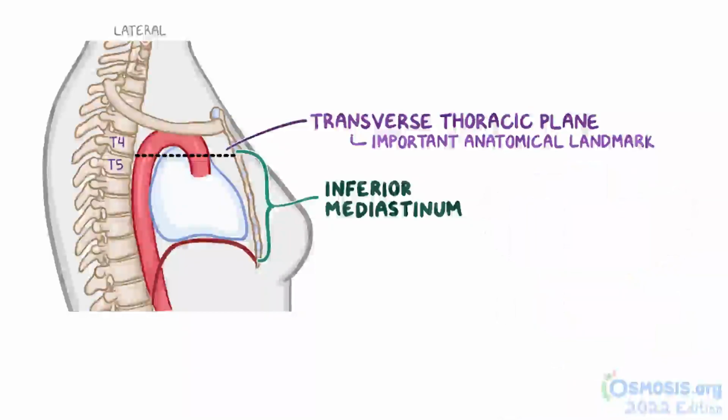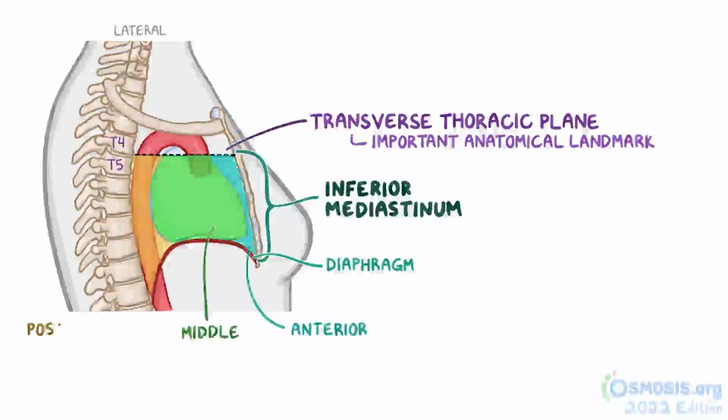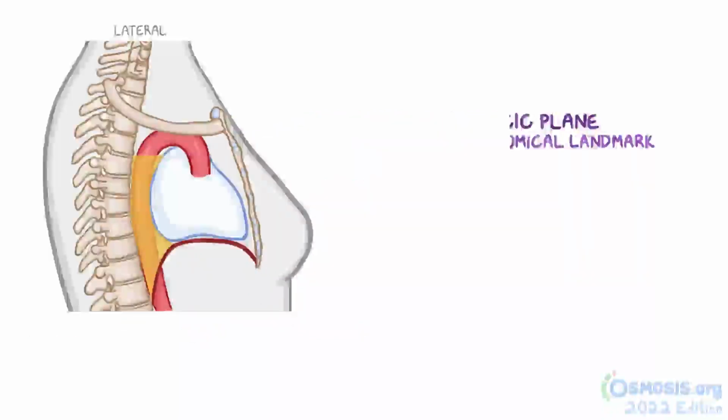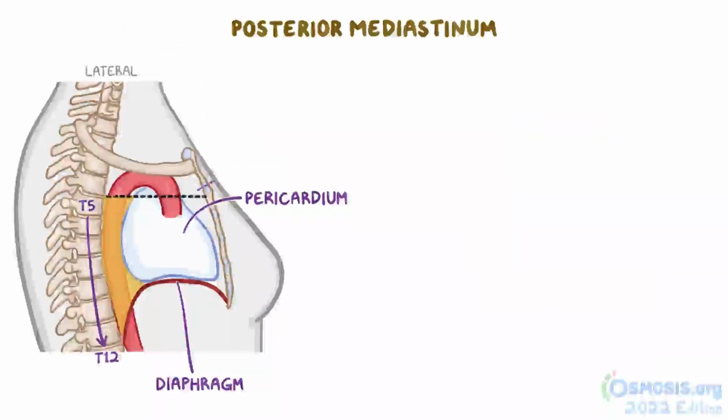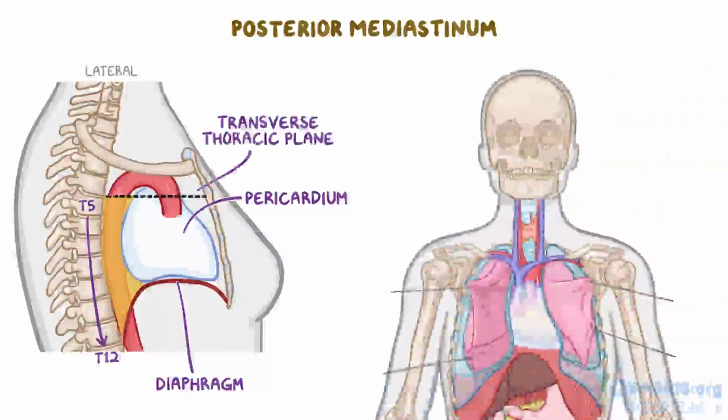The inferior mediastinum lies between the transverse thoracic plane superiorly and the diaphragm inferiorly, and is further subdivided by the pericardium into anterior, middle, and posterior parts. So first, let's look at the posterior mediastinum. It is located anterior to the T5 through T12 vertebrae, posterior to the pericardium and diaphragm, inferior to the transverse thoracic plane, and between the parietal pleura of the lungs.